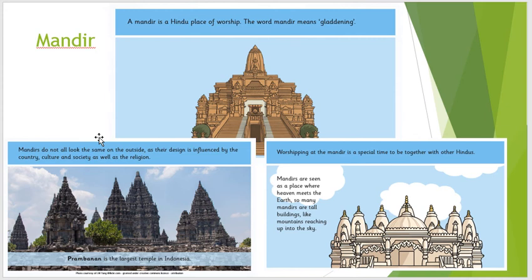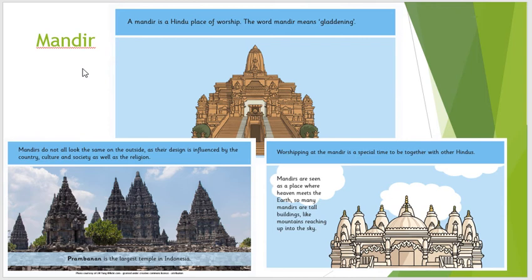Okay, so this brings us on to a mandir, and we talked a little bit about a mandir. So a mandir is a Hindu place of worship, and the word mandir means gladdening. Now, all Hindus worship daily at home, and they have a shrine at home, which could be a small room, an altar, pictures, or even a statue. Families will worship together at home.